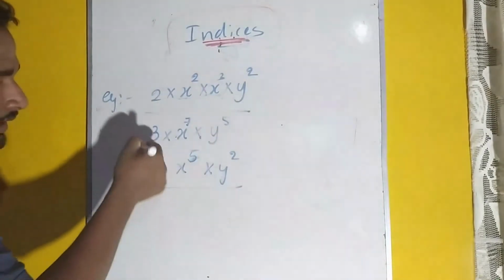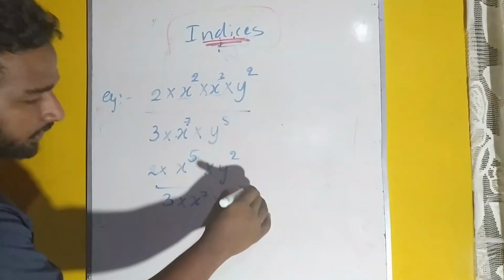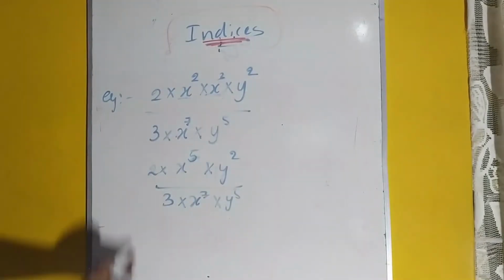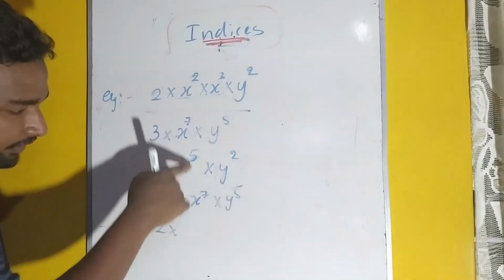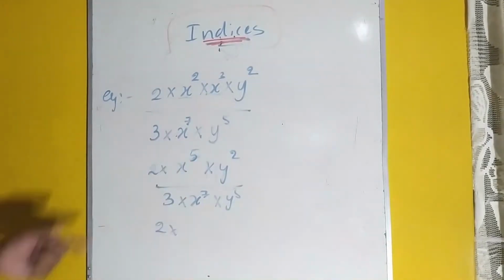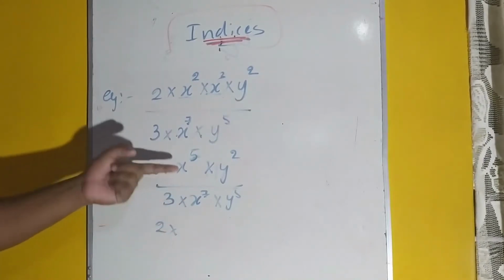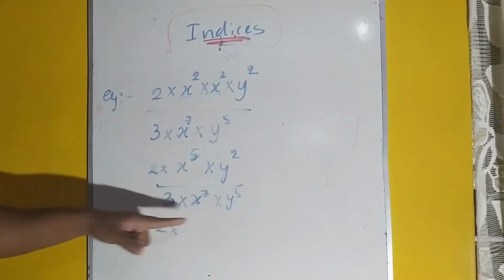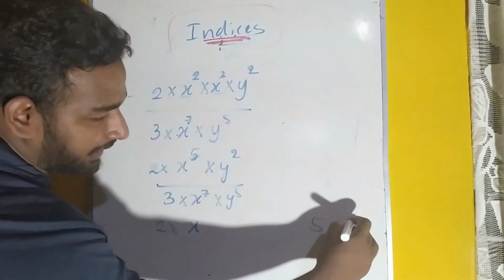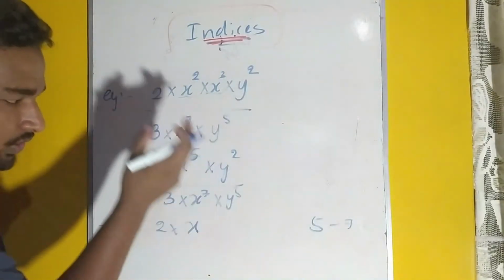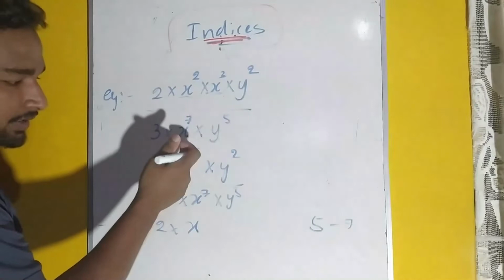The denominator is 3 into x to the power 7 into y to the power 5. Now here just 2 is there, but x to the power 5 in the numerator and x to the power 7 in the denominator means x to the power 5 divided by x to the power 7. So how can you write it? x to the power 5 minus 7. Why are we dividing? When dividing, if the bases are the same, you should subtract the powers.